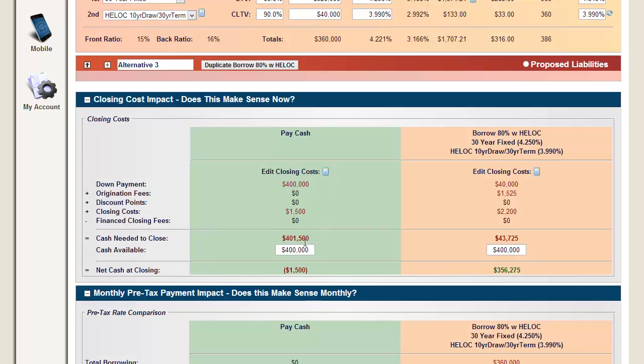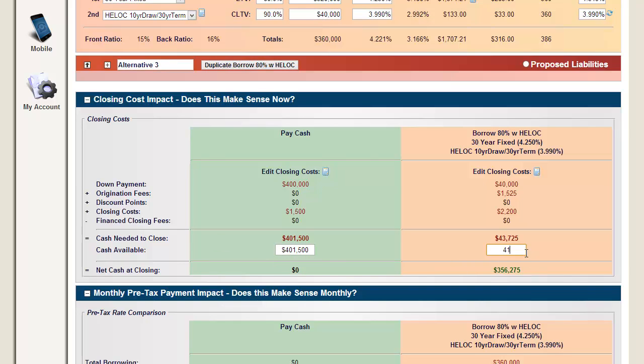So you're going to need around $401,500 out of pocket at closing. That's going to have to come from somewhere, your investment account. But we're assuming you have $401,500 to be able to do this transaction. That's money you have available to be able to do this.